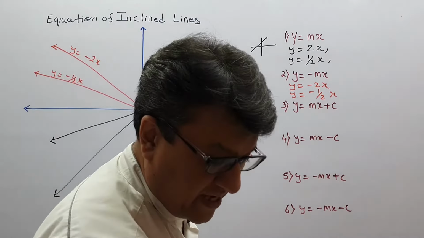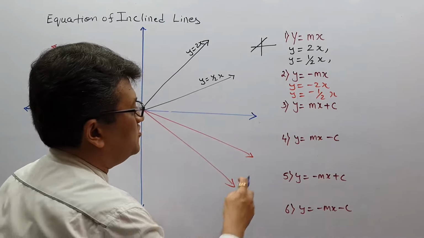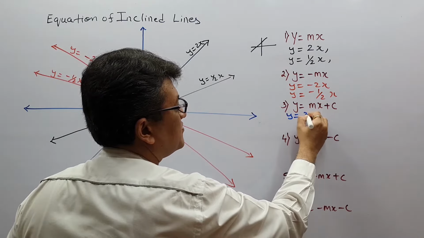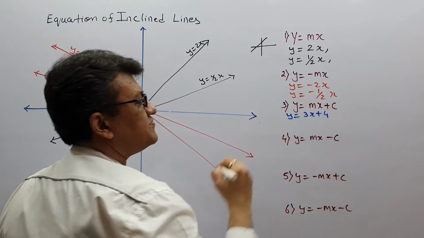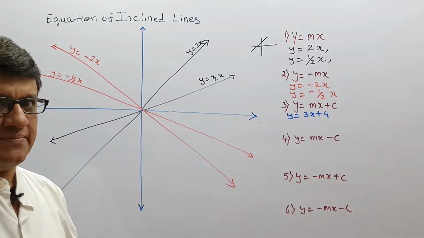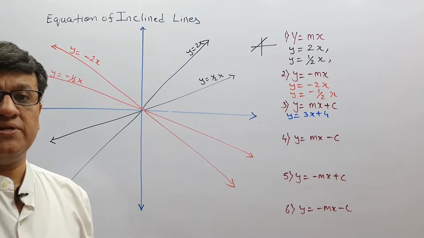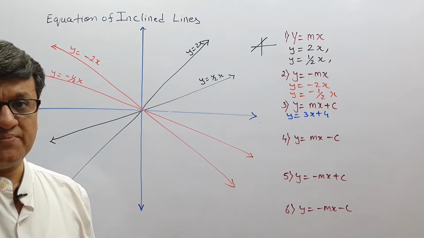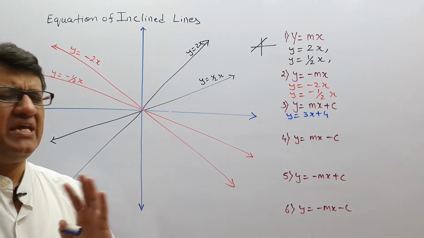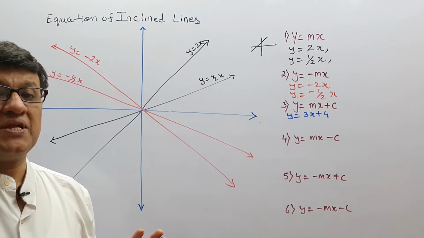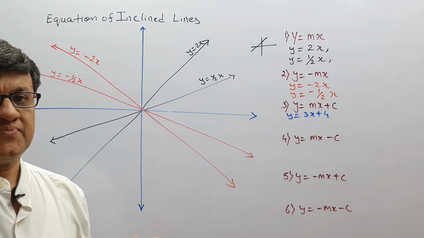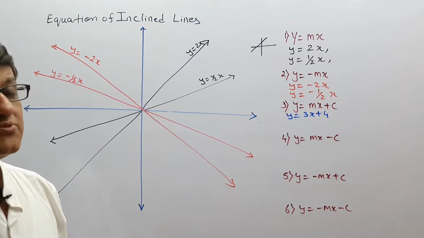y equals mx plus c. So y equals 3x plus 4. Now plus c is the y-intercept. I have told you that also. If not, then please refresh your concepts in coordinate geometry. In your equation of line chapter, the coordinate geometry chapter, in-depth detail has been given to you. Plus c is the y-intercept. Right? So y equals 3x plus 4.